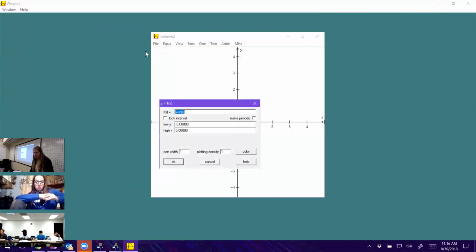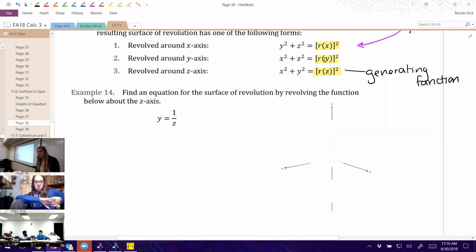What do we have? Y equals 1 over z. Oh, that's not going to work. Okay, never mind, x and y. So let's write the equation and then I'll go back and show what the graph looks like.